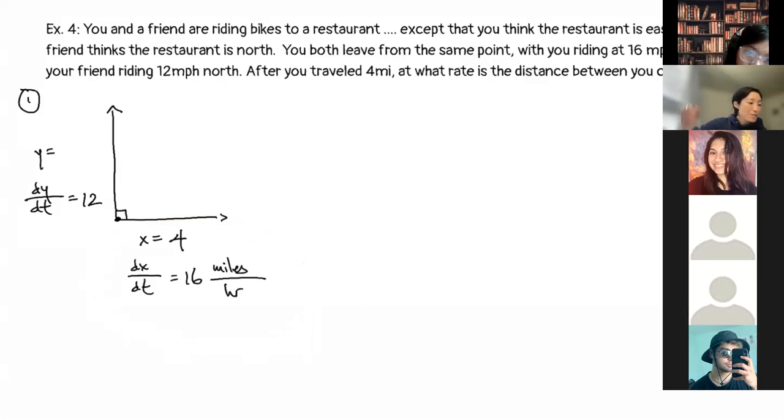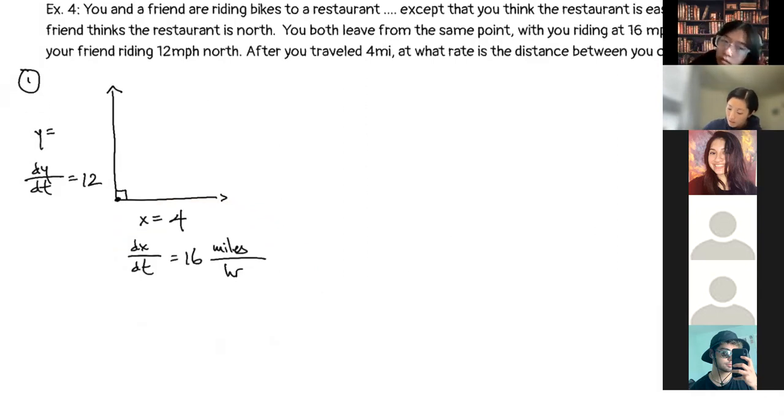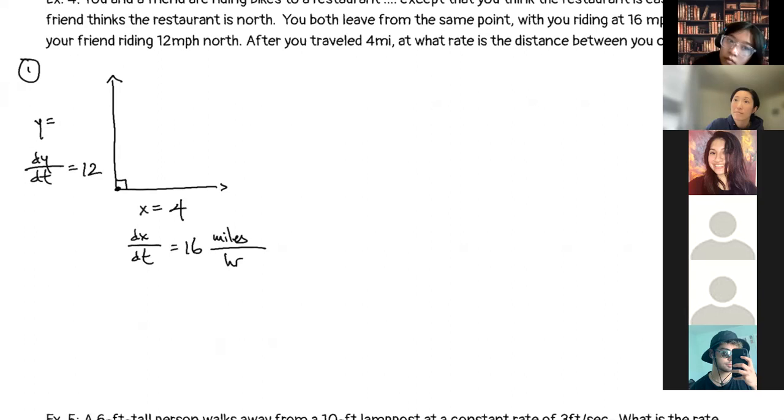Richard, you got 3 for the y value. How did you get that? Because that is correct, but it takes some extra work to get there. So we travel 4 miles. Your friend sucks at pedaling. Maybe they don't have a fancy bike like you have. I don't know. Okay, so 16 miles per hour. So you can solve for how long you've been riding.